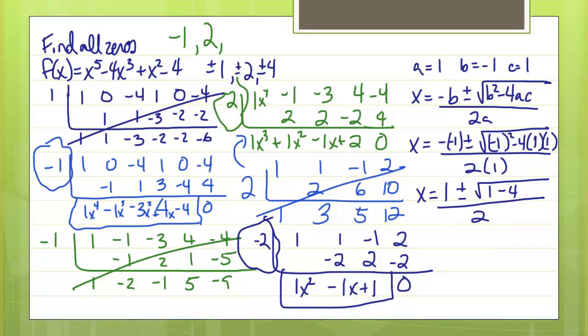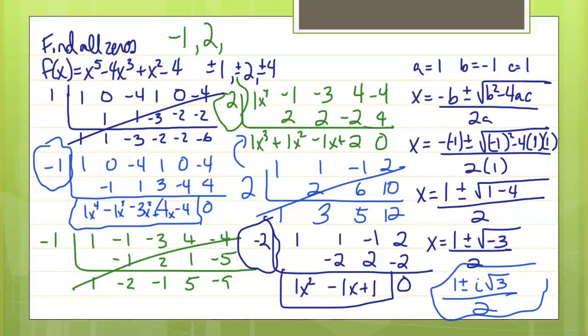So it's going to be imaginary. X equals 1 plus or minus square root of -3 over 2. Whenever you have that negative radical, my answer is going to be 1 plus or minus i radical 3 over 2. So those are my last 2 zeros.